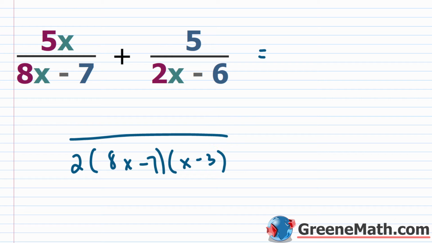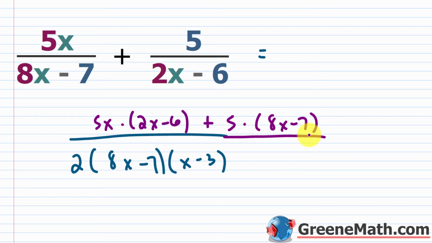Okay. So for this guy right here, this 5x, it needs to multiply by this guy right here. Okay. This needs to multiply by this to get to the LCD. So I'm going to put 5x times this quantity 2x minus 6. And then I'm going to put plus, I have this 5 here that's going to multiply by this. So 5 times this quantity 8x minus 7.